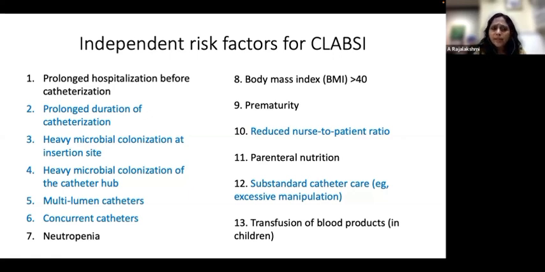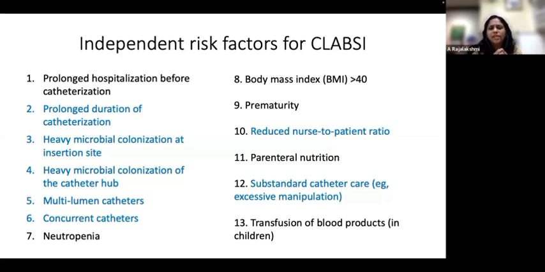How to reduce the microbial colonization of the catheter hub: by the hub-scrub technique. If you still cannot bring down the infection rate, you can switch to antiseptic impregnated disinfectant hubs. Then you can avoid multi-lumen catheters because the more the lumens, the more the chance of infection. You can avoid concurrent catheters. That's what I'm talking about. A patient can have a central line, can have an arterial line, can have an HD catheter all in one go.